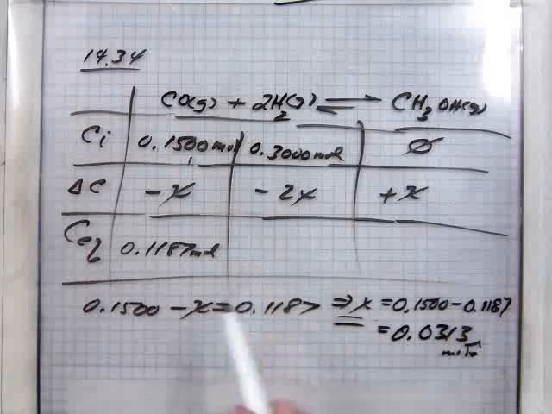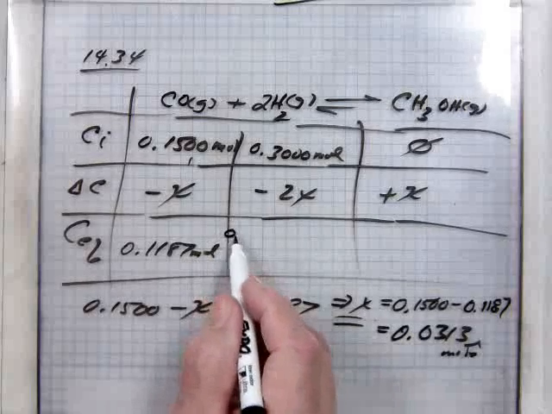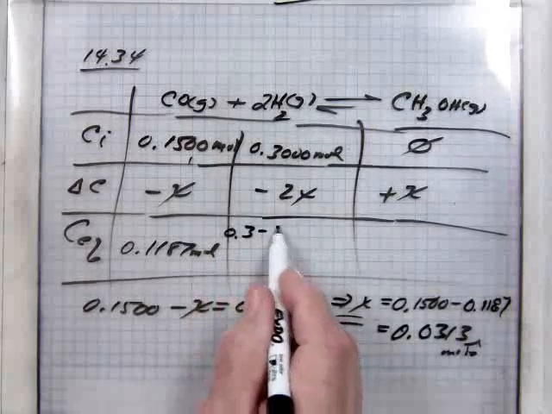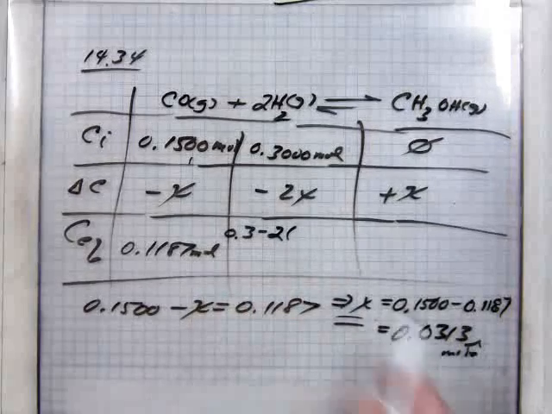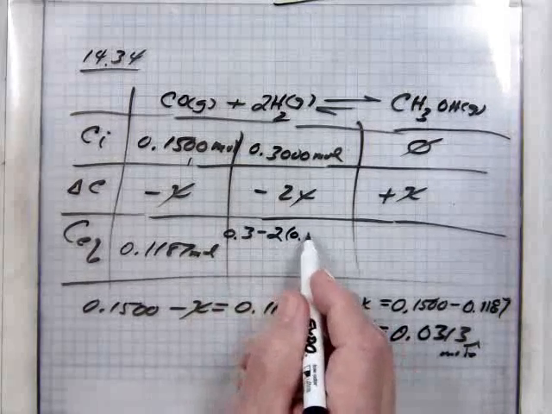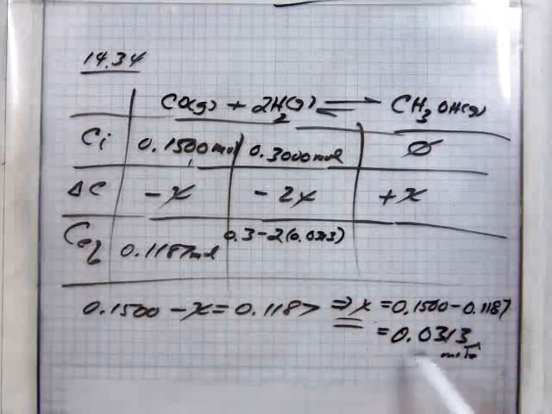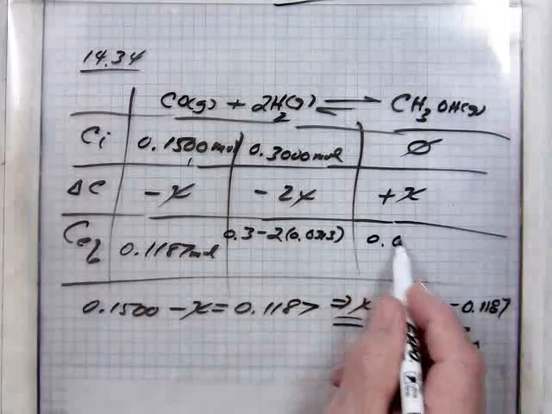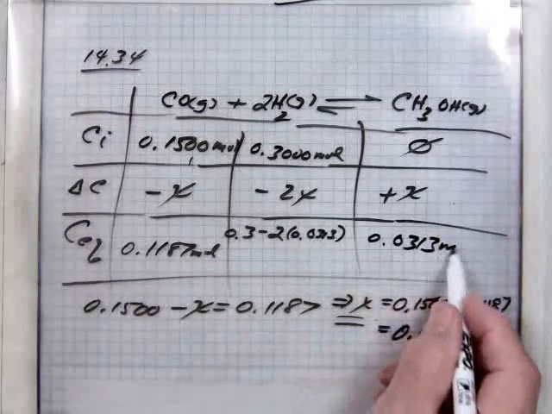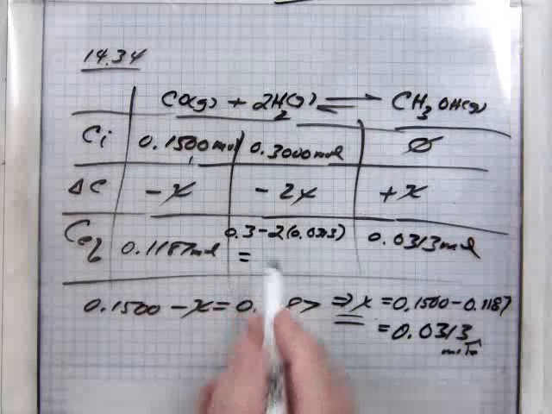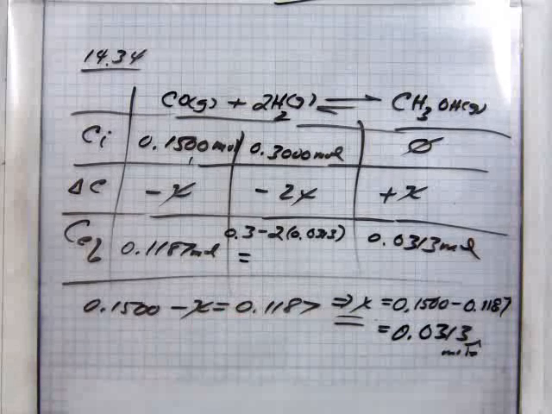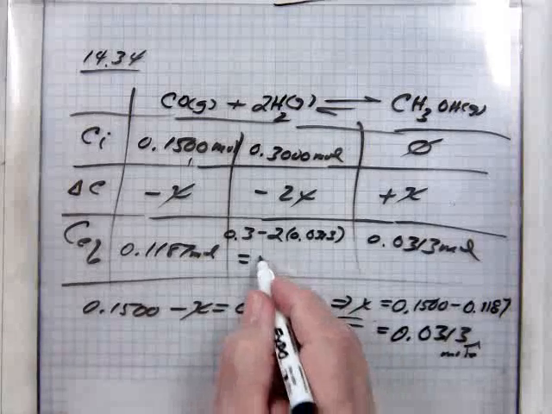So this one would be 0.3 minus 2 times 0.0313. And this one would be x, 0.0313 mole. Times 2 equals, negative, plus 0.3, and I get 0.2374 here.